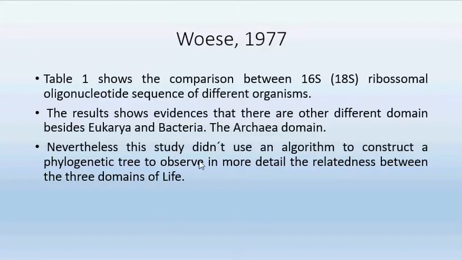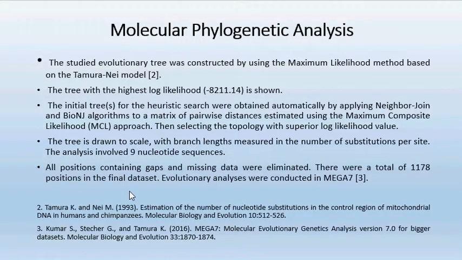Nevertheless, the study didn't use an algorithm to construct a phylogenetic tree to observe in more detail the relatedness between the three domains of life. Woese compared organisms, but he didn't use an algorithm with this information to construct a tree of life. And that's what we did.